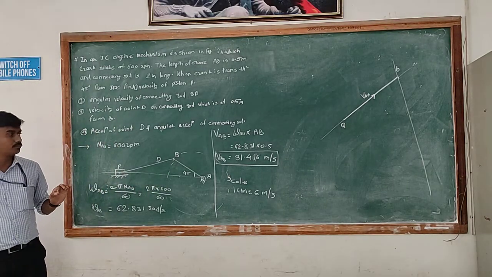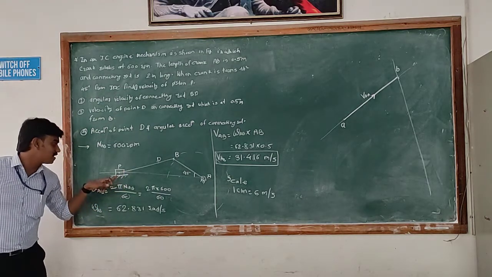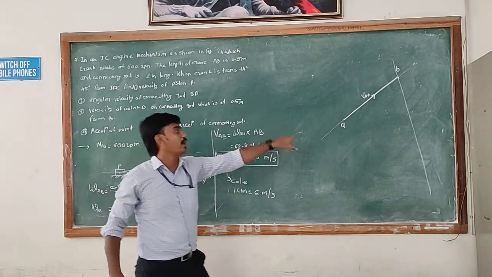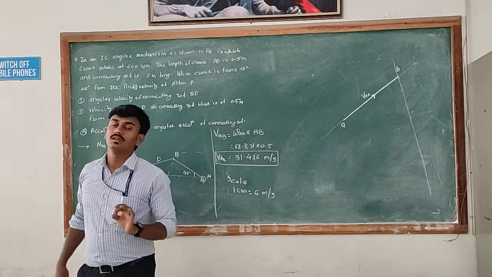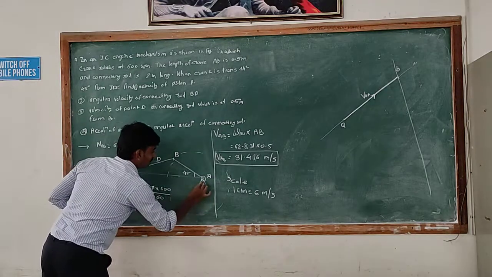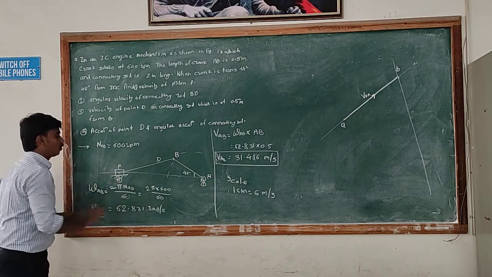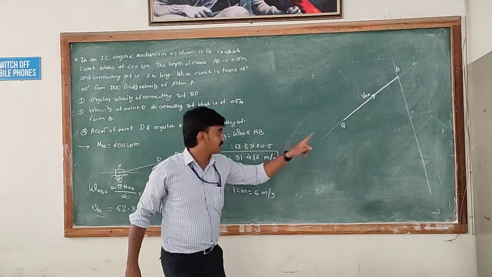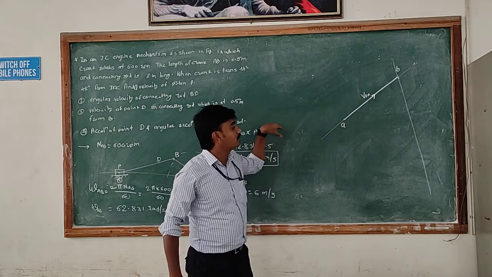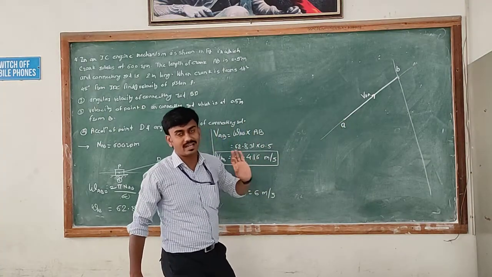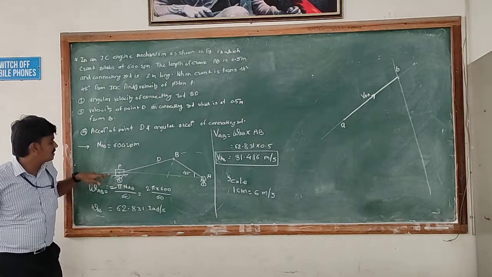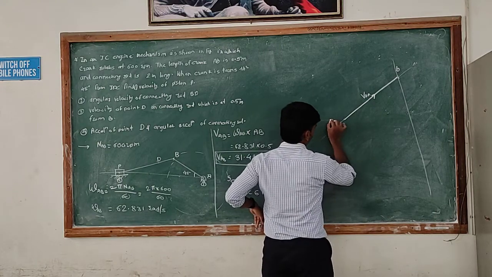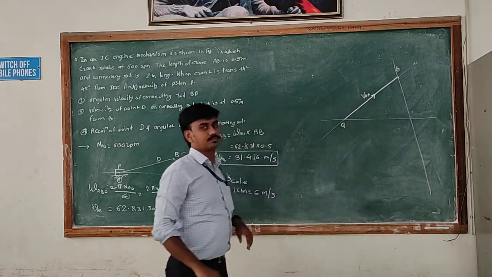Okay, so as this link is fixed and the slider moves along a fixed line, draw a line passing through this point A. Suppose we consider this as link 1, then this is also link number 1, meaning these both links are fixed. So draw a line which passes through this point A and which is parallel to this stroke line.